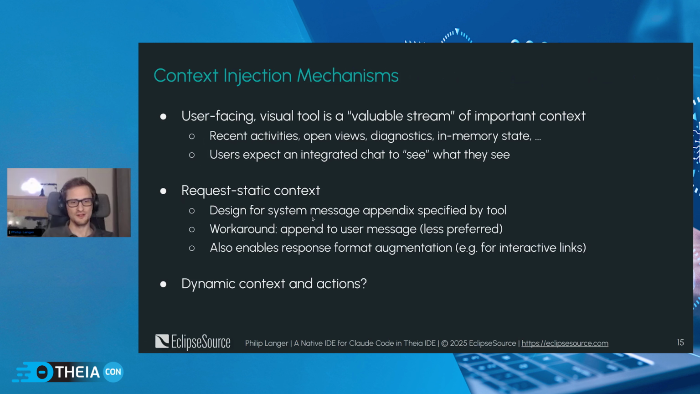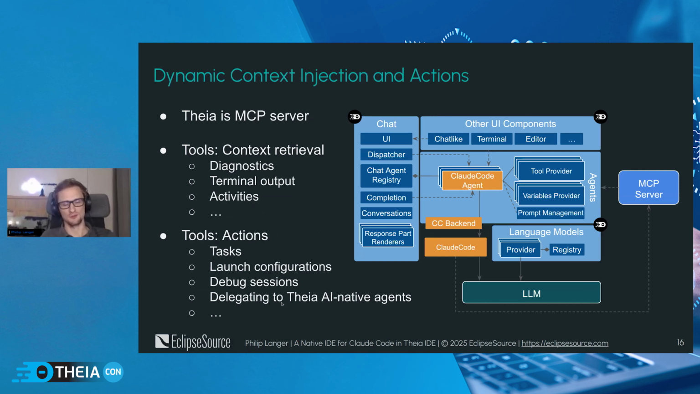A simple way, of course, is always to allow the tool to do some appendix to the system message that is then handed on to the tool, but that only works for rather request static context. It does not allow the agent to fetch values later on. And for this, we need dynamic context injection. And what we can give here as a recommendation, what really works well, is essentially Theia itself is already an MCP server. So that means Theia can expose tool functions and actions as an MCP server that you can then consume again from your external agent.